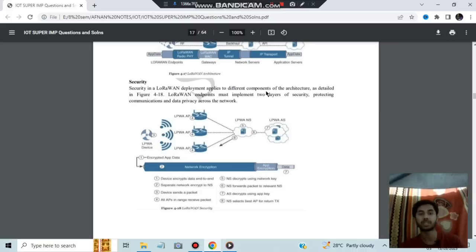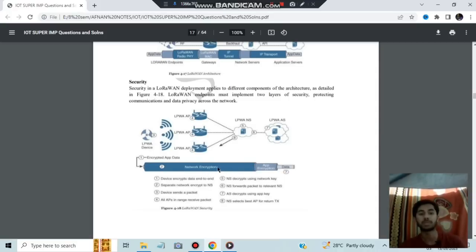And security uses different kinds of mechanisms protecting the communication and data privacy across the network, like LPWAN and LPWA devices. All these ensure the security, and the main concept used here is encryption.